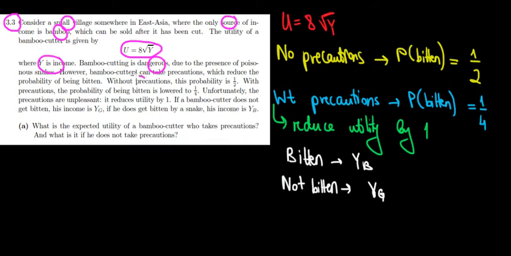Now, without precautions, without taking care, so to speak, the probability of being bitten is 1 over 2. Now with precautions, the probability is reduced to 1 over 4. Okay, but taking precautions reduces the utility by 1. Now, if the bamboo cutter does not get bitten, his income is YG, so I guess that's like the income in the good case. And if he gets bitten, his income is YB, so probably the bad income, because he loses some money. What is the expected utility who takes precautions? What is the utility if he does not take precautions?